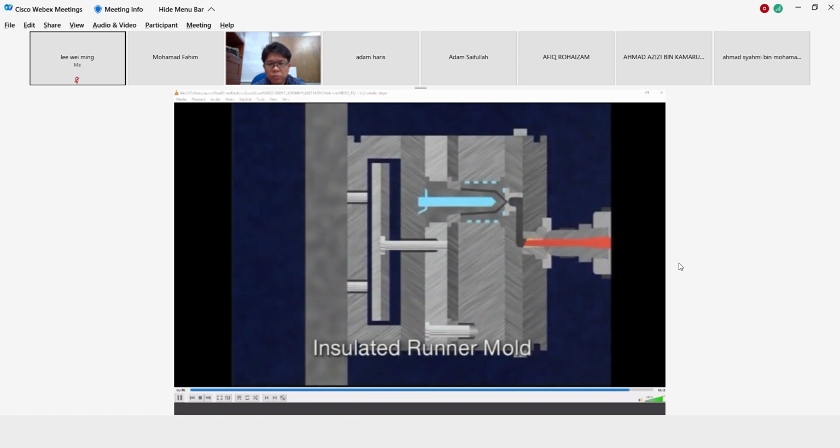The Insulated Runner mold is much like the Hot Runner mold, but it uses a large diameter runner. During injection, the outer surface of the runner freezes. This insulates the center material, keeping it at the molding temperature.